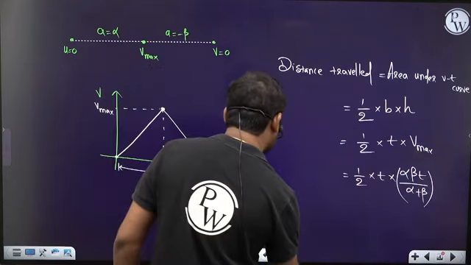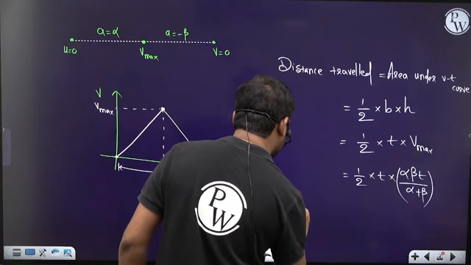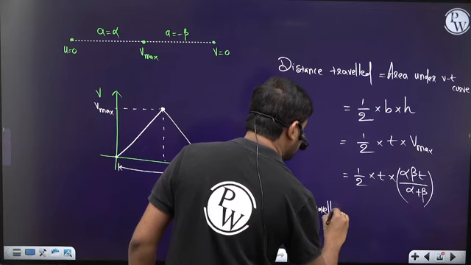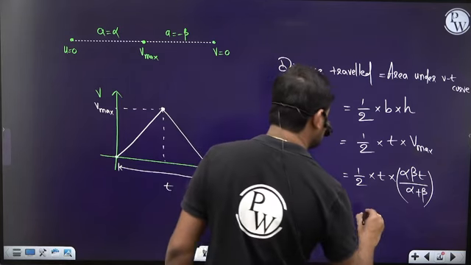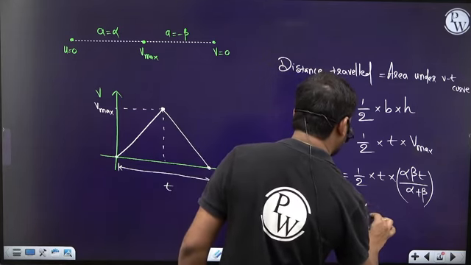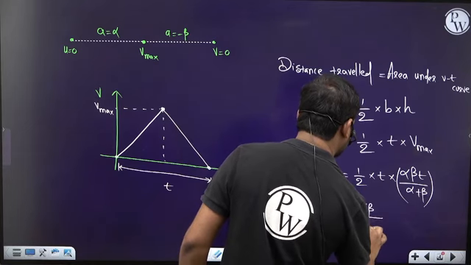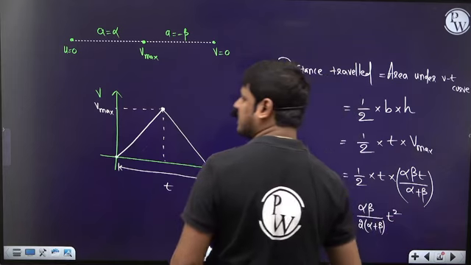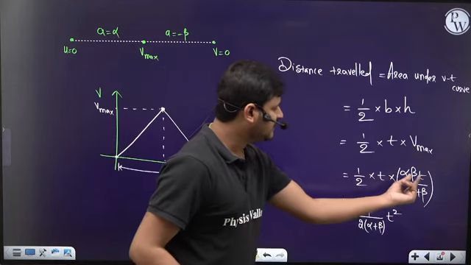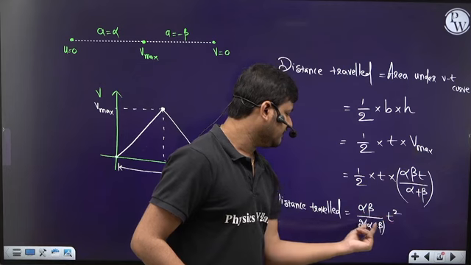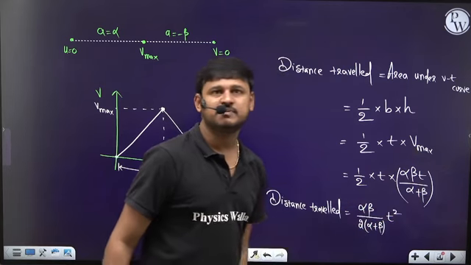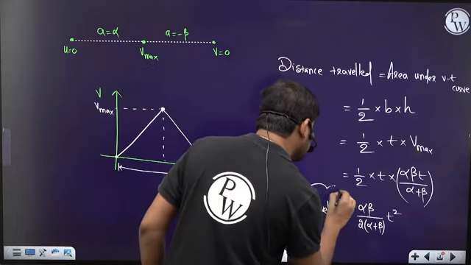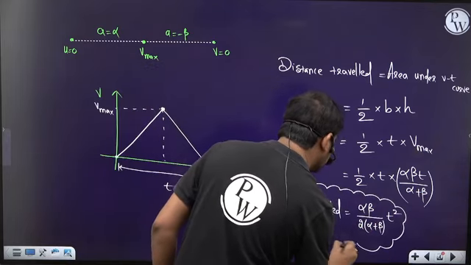Therefore the total distance traveled will be equal to alpha beta by 2 times alpha plus beta into t square. That is, alpha beta t into t square by 2 into alpha plus beta. Did everyone understand this result? These are the 3 standard results that you should remember.